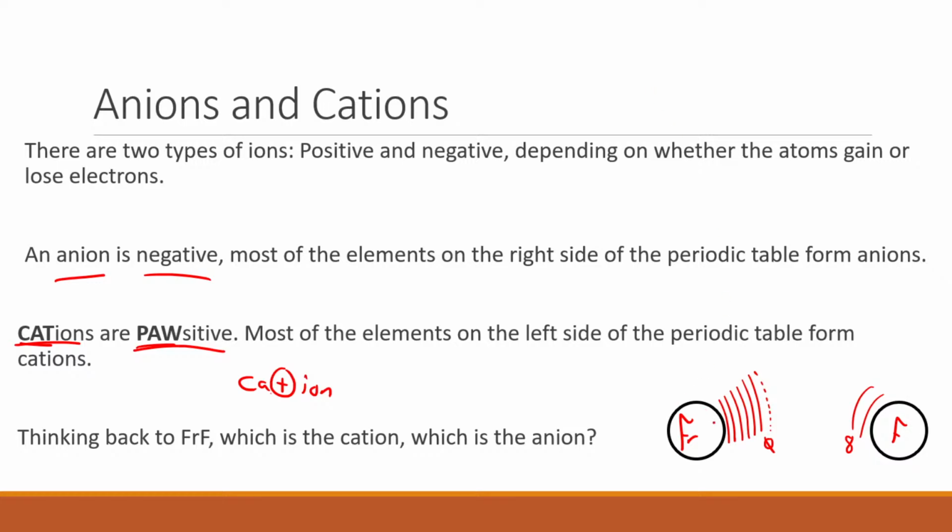So here we know that francium has lost an electron, making it positive, making it the cation. And fluorine is negative, having gained an electron, making it the anion. Right? Well done, Joaquin.